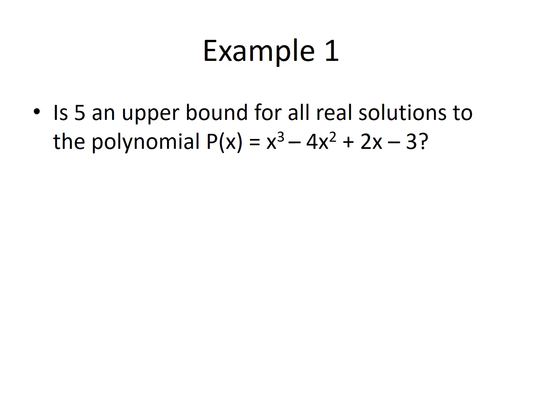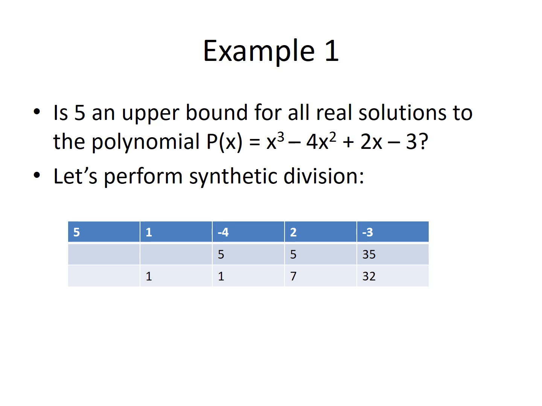Let's look at an example. Is 5 an upper bound for all real solutions to the polynomial p of x equal to x cubed minus 4x squared plus 2x minus 3? Let's perform synthetic division, and we have our synthetic division table here. And in the bottom row of this table, we see the results of synthetic division.